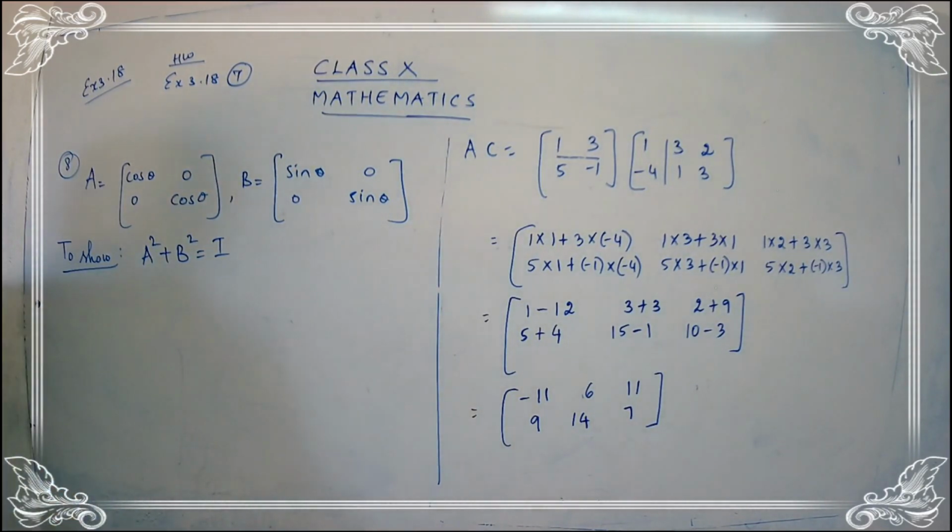So what are we going to show? We are going to show A square plus B square is equal to I. Okay children? So let's work out A square plus B square is equal to I.